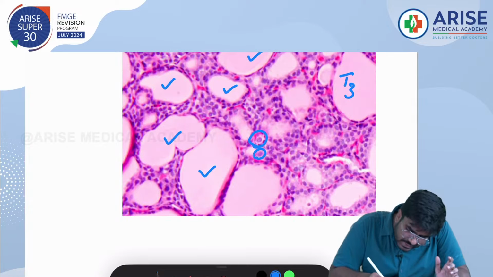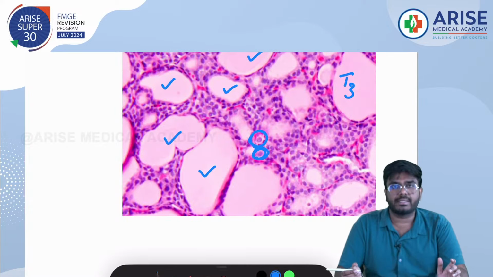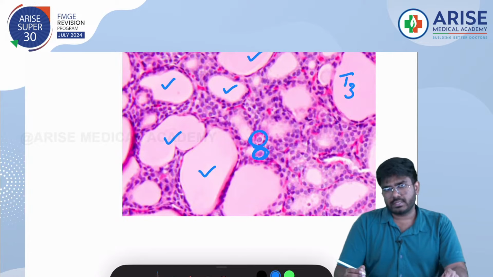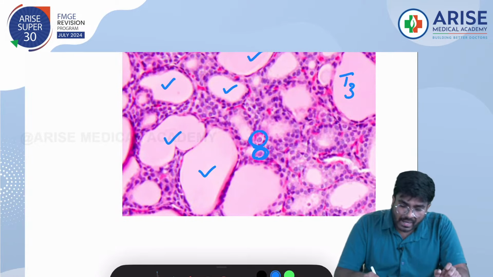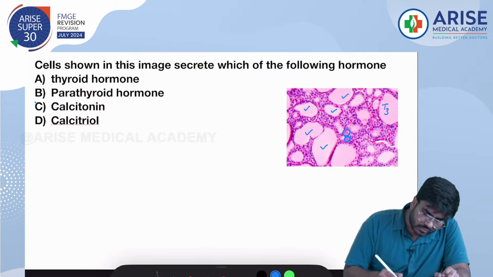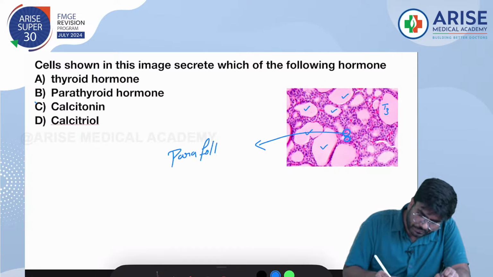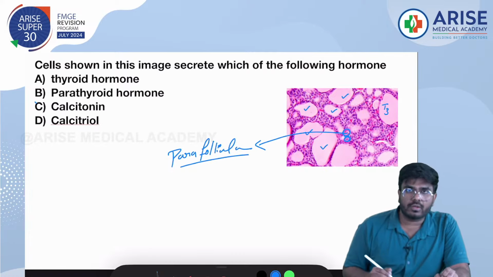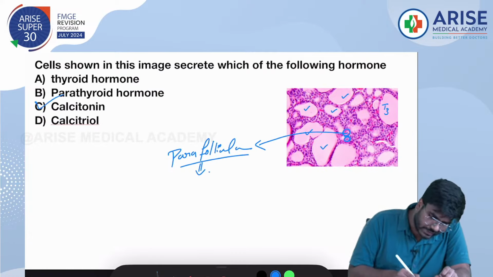But what are these cells which I am highlighting? They are in between the follicles. They are called the parafollicular cells of the thyroid gland. Now, what do these parafollicular cells secrete? What do you think they will secrete? Calcitonin. They will secrete calcitonin.